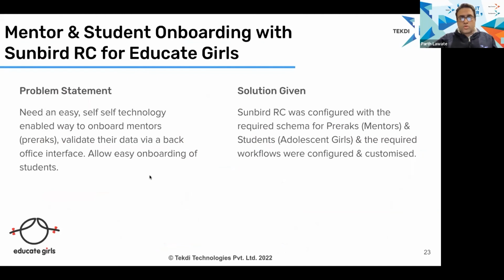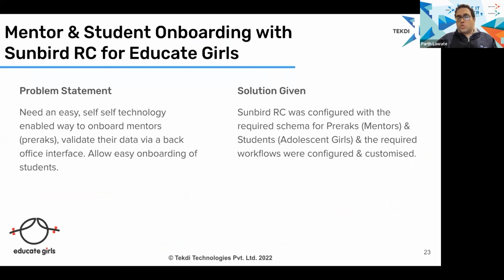The core problem was that they needed to have an easy way where they could onboard the mentors, the preraks as they are called, validate their data via a back office interface and allow easy onboarding of students, and stitch the entire workflow for managing this entire program.